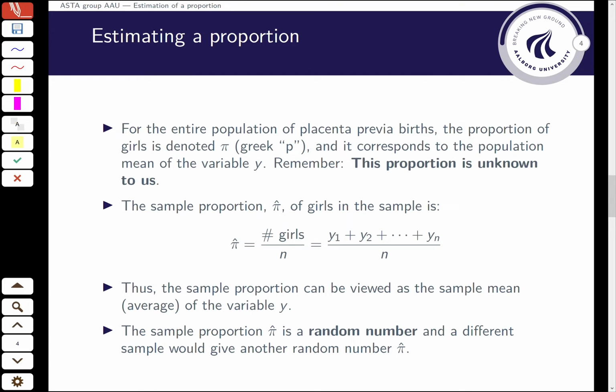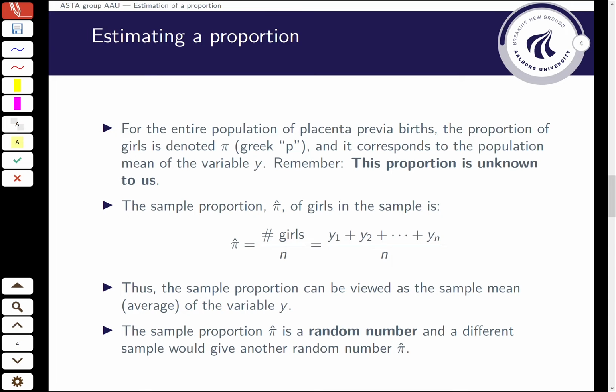And for the entire population of placenta previa births, we denote this proportion by pi. So how many percent of placenta previa births end up in a girl being born? That proportion is what we're really interested in, and that's really the population mean of the variable y. And this proportion is unknown to us.